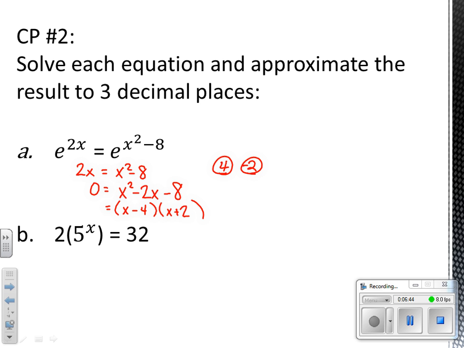You have a 2 times a 5 to the x power. Now, you could go ahead, I suppose, and try something else on here, but since that 2 doesn't have a power, it's not like I can combine this and get 10 to the x power here. How then do I go about dealing with that 2? Well, hopefully you're thinking logically. I should be able to divide it away if it's multiplied to my exponent. So 5 to the x power is equal to 16.